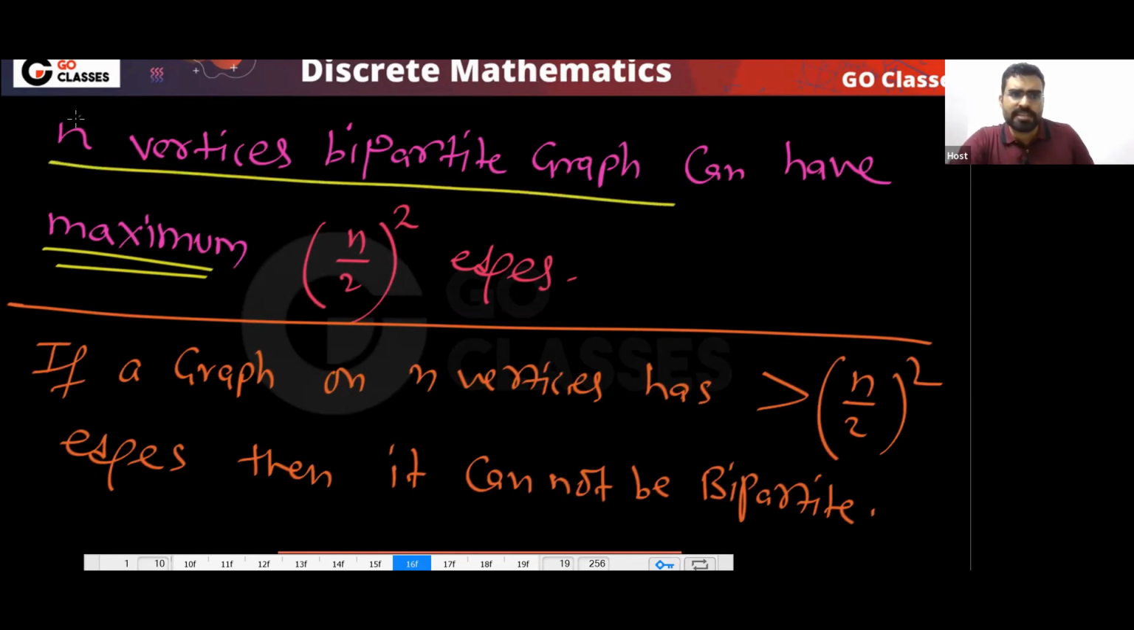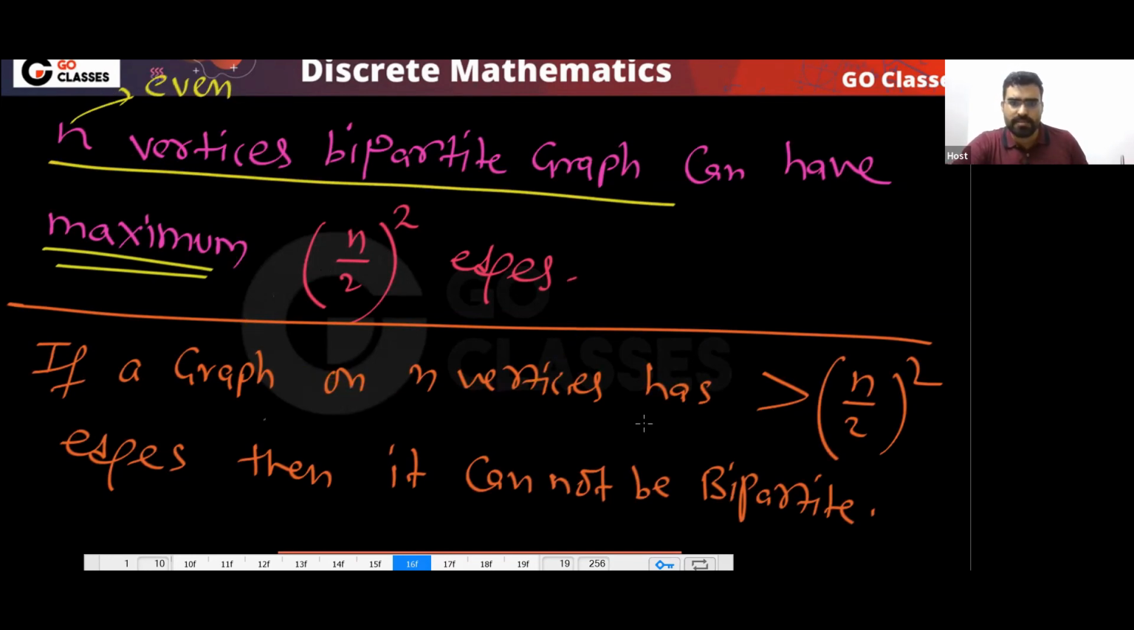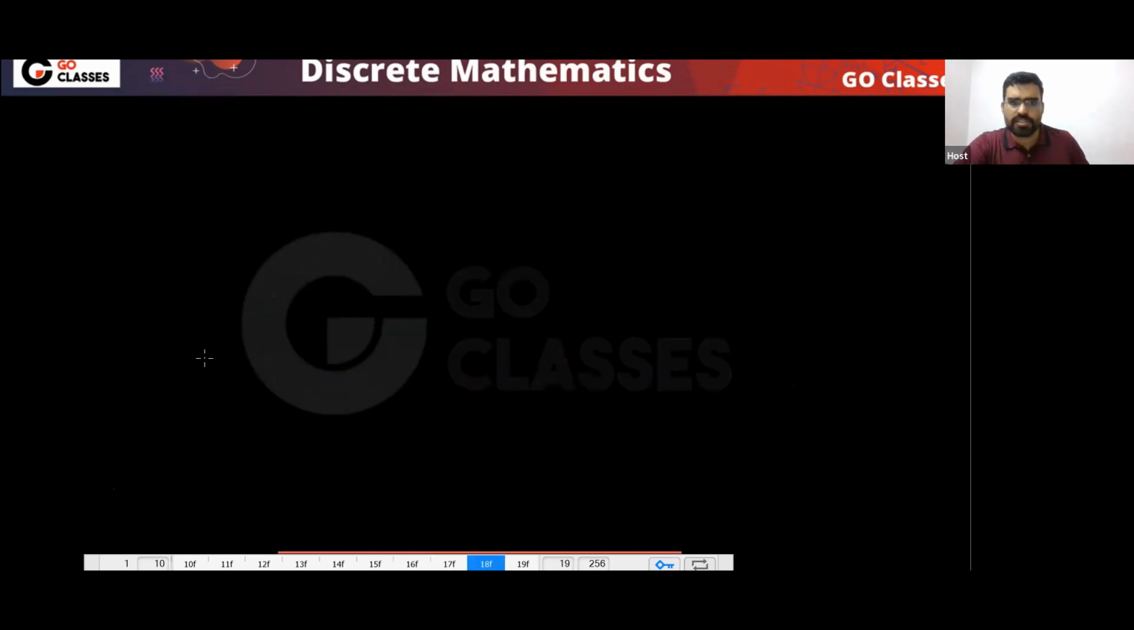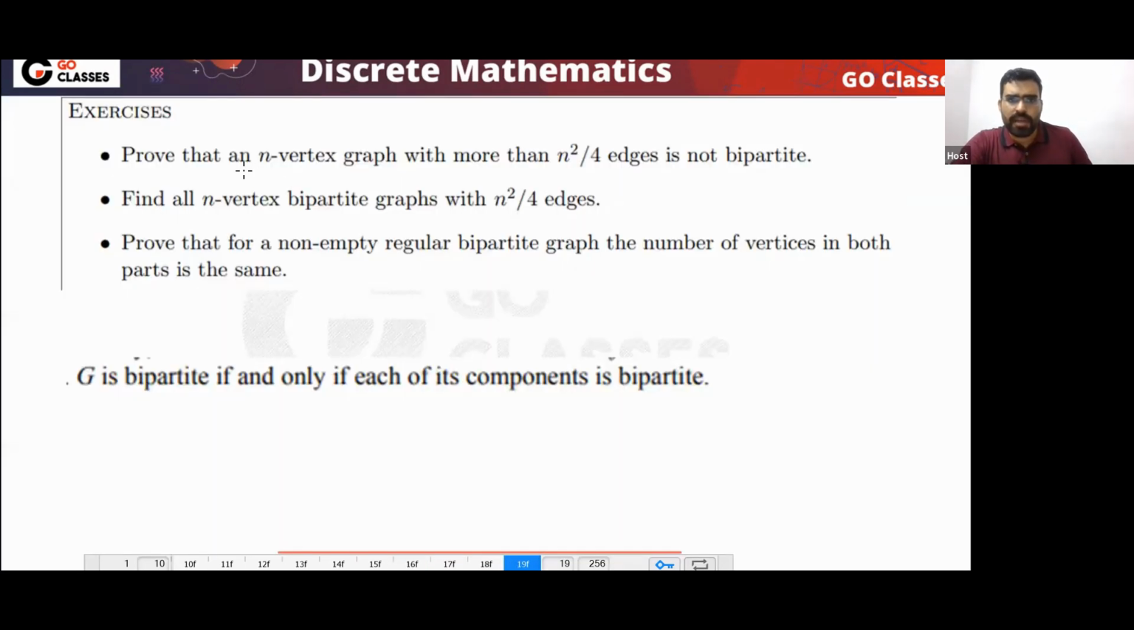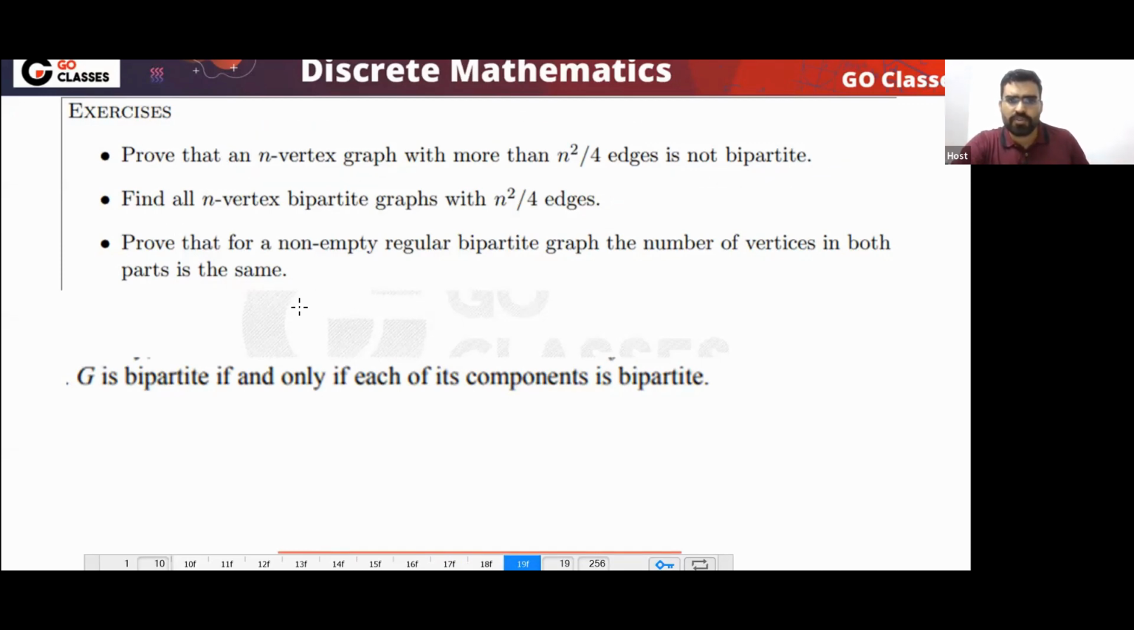Let's assume n is even. Then maximum these many edges can be there. If your graph has more than these edges, it means it cannot be bipartite. So this is the simple point. Remember, an n vertex graph with more than these edges is not bipartite. This we have proven. Okay, so very simple.